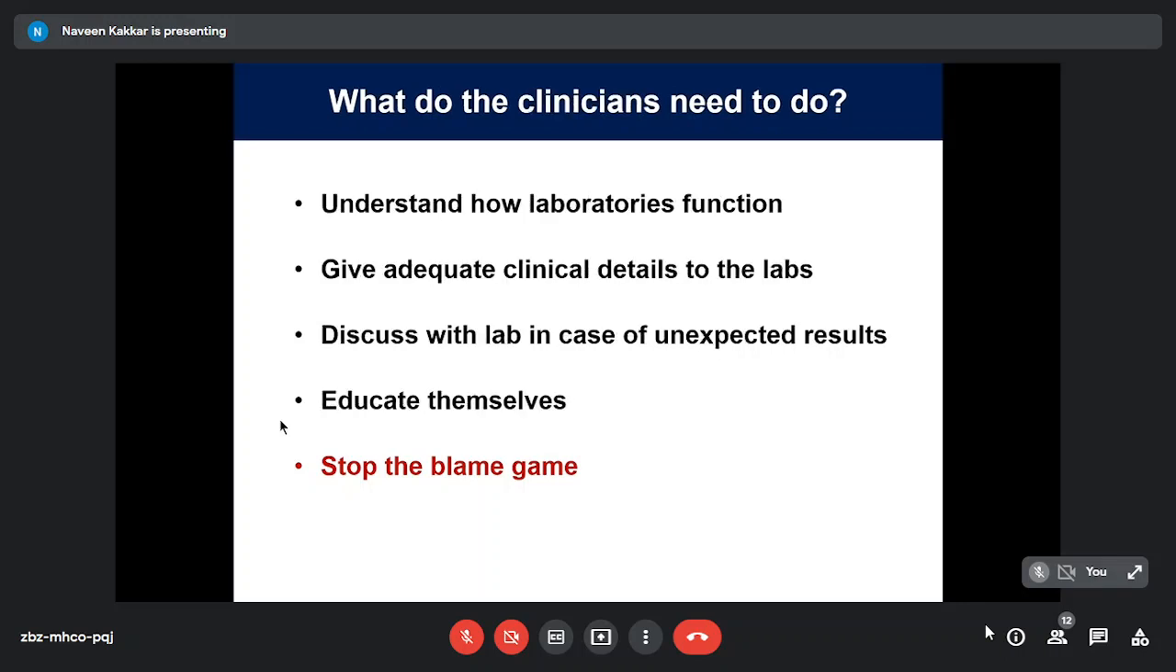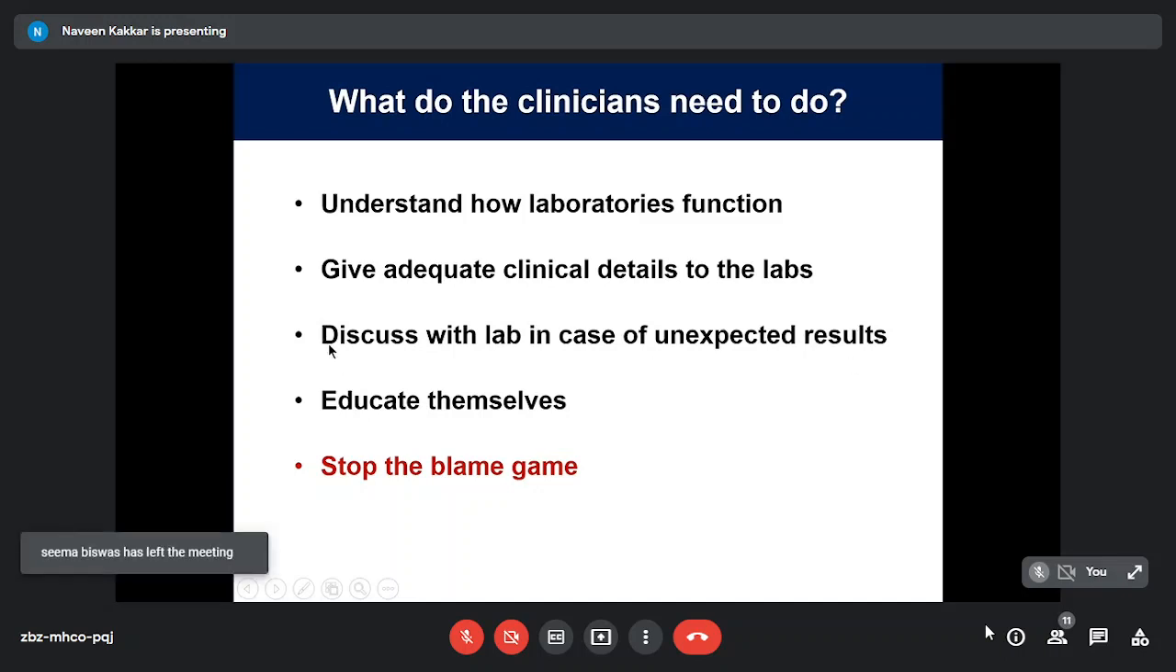What do the clinicians need to do? They need to understand how labs function. They must give adequate clinical details to the lab. Imagine that patient with a platelet count of 7,000 with dengue. If we were not given the history initially, but if you were given no history of bleeding, you would probably have been more careful, although that's no excuse. Discuss with the lab in case of unexpected results, rather than saying the lab is wrong.